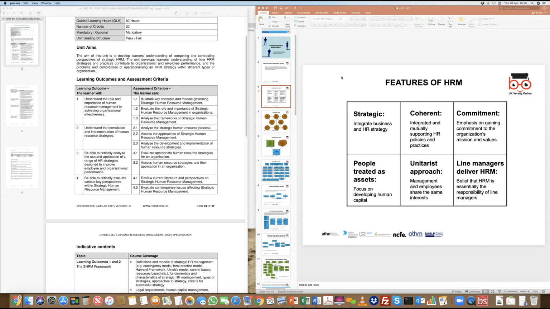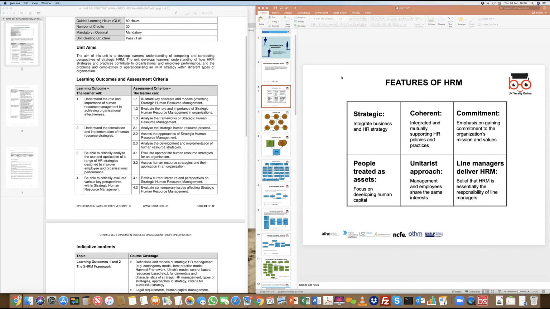We look at them being coherent, and we also look at some of these things which are defined in this table. We look at commitment, how staff or people are treated as assets. We also look at the unitarist approach, which is what we look at in one of the models. And in some cases, the modern aspect of HRM, which is primarily the resource and delivery side of HRM.